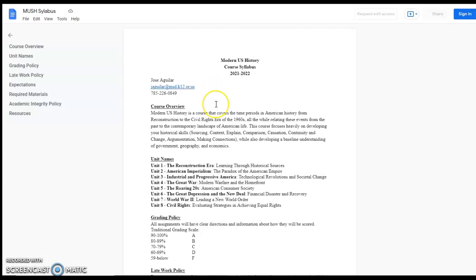So I won't read the whole syllabus, which is in front of us word for word, but I'll go over each of the key categories within this syllabus. So first up, you have my contact info at the top. Feel free to contact me via email or phone whenever you want.